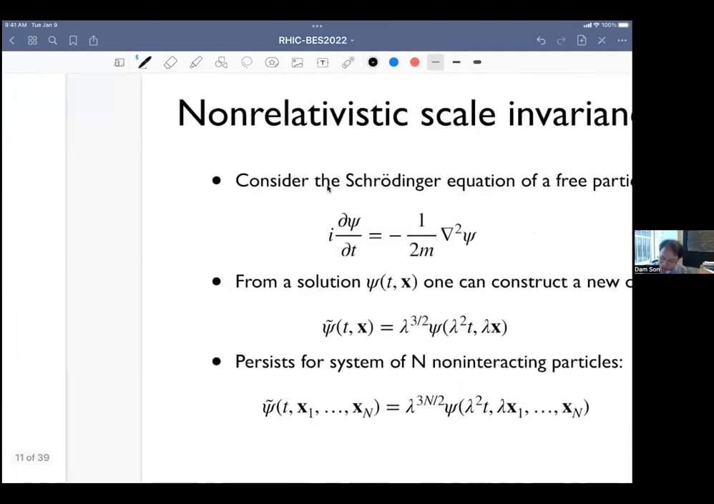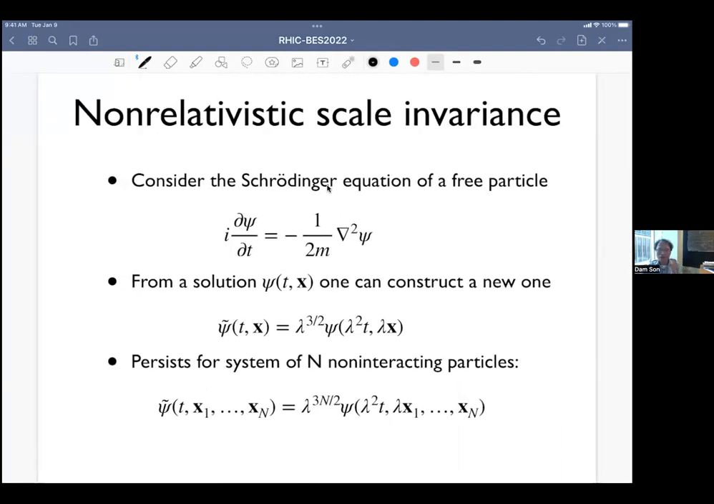So let us now return to non-relativistic physics. In non-relativistic physics, we also have systems with scale invariance, similar to the scale invariance in relativistic physics. The Schrödinger equation of a free particle, written here, implies that from one solution, we can get another solution by rescaling space and time by different rates. If we rescale time twice faster than space, then the Schrödinger equation, which is a first order equation in time derivative and second order in space derivative, would be invariant under this transformation.